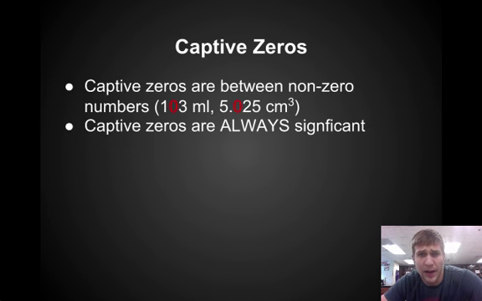Our second type of zero are captive zeros, and captive zeros are between 2 non-zero numbers. So the 0 in 103 is a captive zero. It's between the 1 and the 3. The 0 in 5.025 is a captive zero. It's between the 5 and the 2. Captive zeros are always significant.